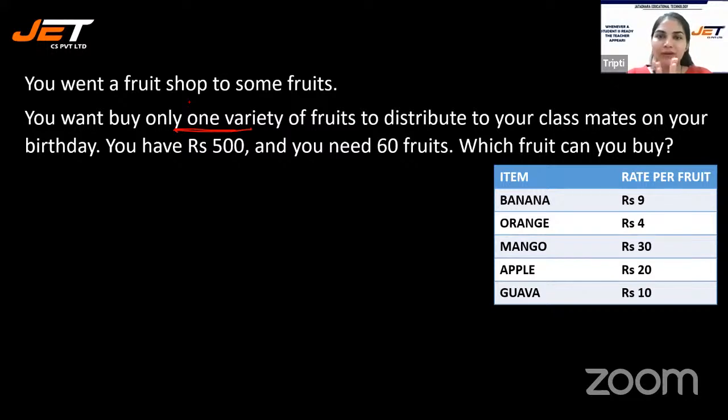You only want to buy one variety of fruits to distribute to your class on your birthday, and you have rupees 500 only. You need 60 fruits because there are 60 students in the class, let's say. So you need only 60 fruits. Which fruit can you buy? Think about it, then I'll tell you. You just want to buy 60 fruits. Okay. This is the rate of each fruit per fruit. Which one will you buy? You have just 500 rupees.